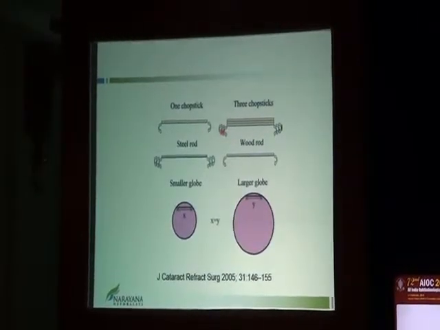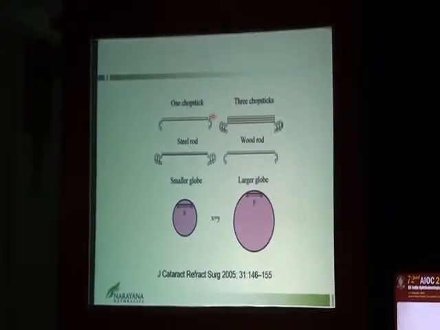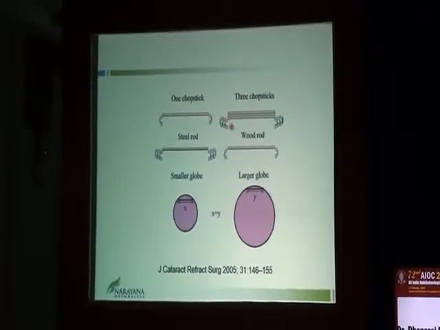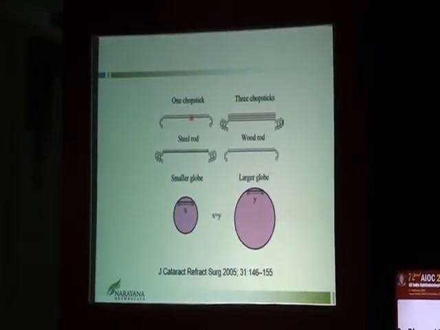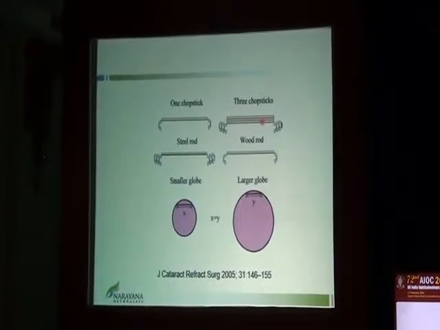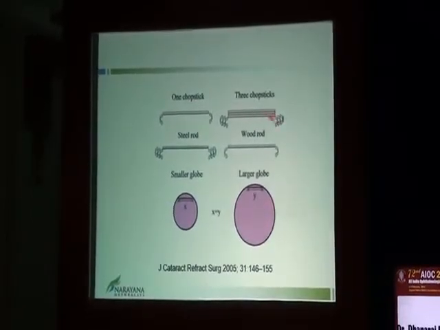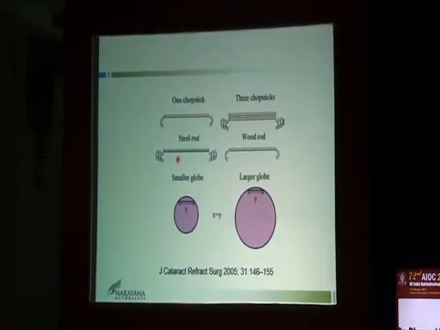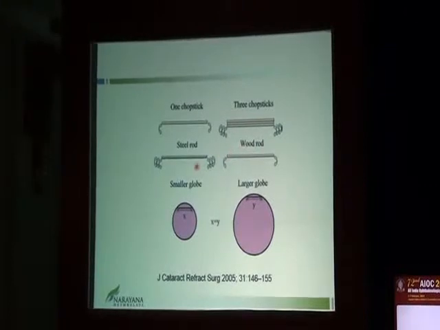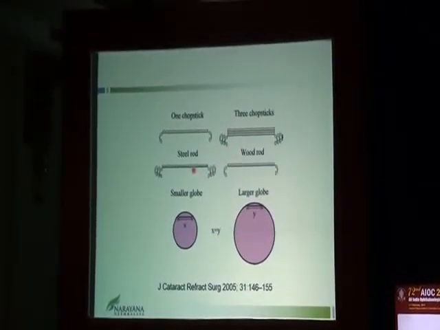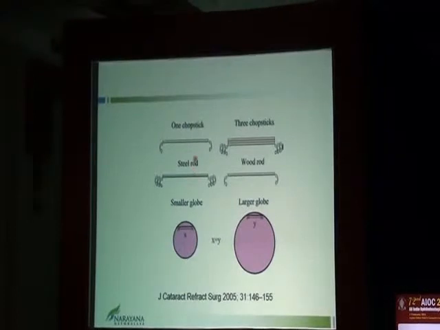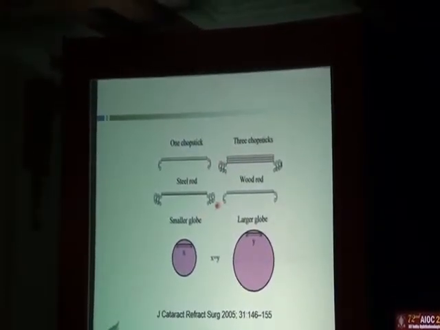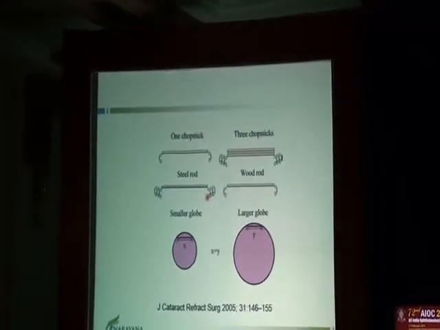So basically, the corneal biomechanics can be understood in a very simple diagram like this. You have one chopstick here, and you have multiple chopsticks. So obviously this one is going to be a little harder to bend or break. And you have a steel rod here and a wooden rod here with a similar caliber, but we know that the steel rod is much more difficult to bend. So this represents the central corneal thickness, and this represents the other factors in the corneal biomechanics.